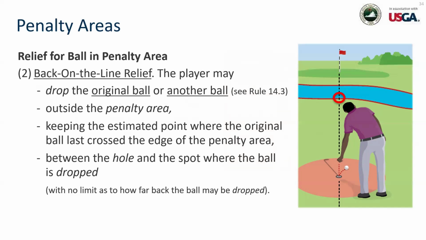Okay, we're going to find the flag stick and line those 2 points up and go as far back on that line as we want. And that's where we're going to drop the ball. And now we need to drop the ball on the line. That's the biggest change when we're talking about back on the line relief. We're dropping the ball on the line, and then we'll see that a relief area gets created.